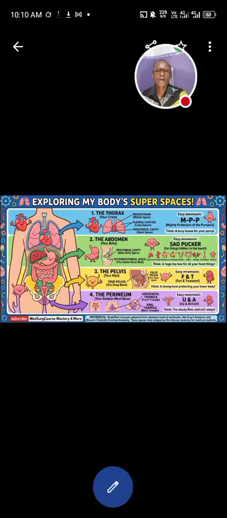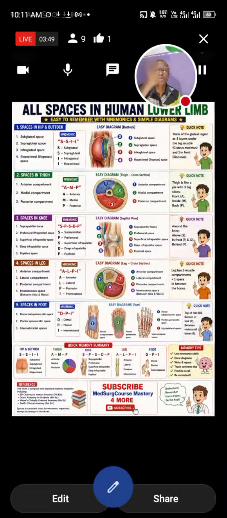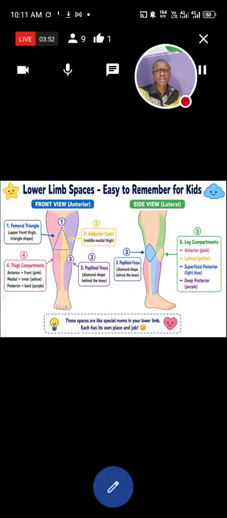Okay, good. So this is the first one here now. Exploring my body's super species. That is spaces in the human body. So as we talk about the spaces in the human body, we want to look at all the spaces first. That's just for the thorax.